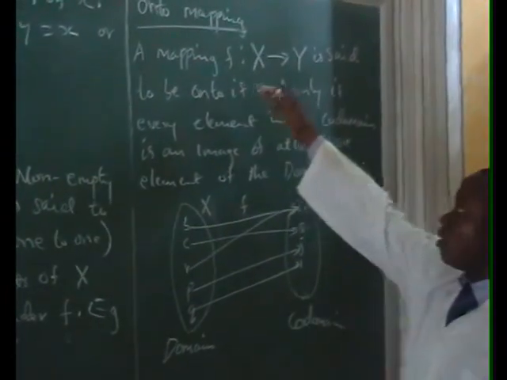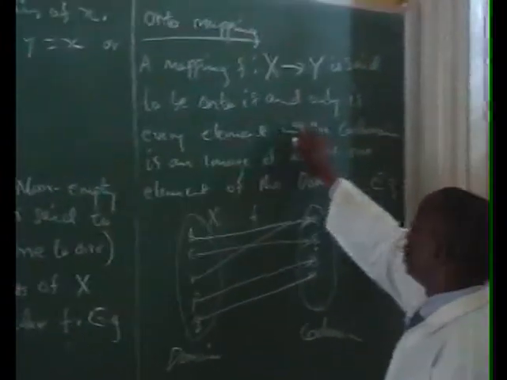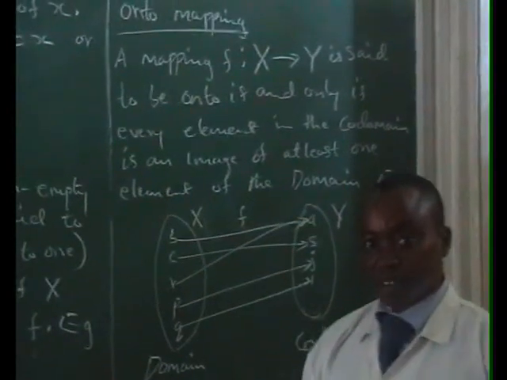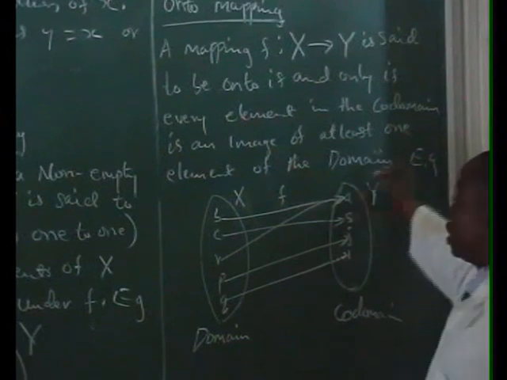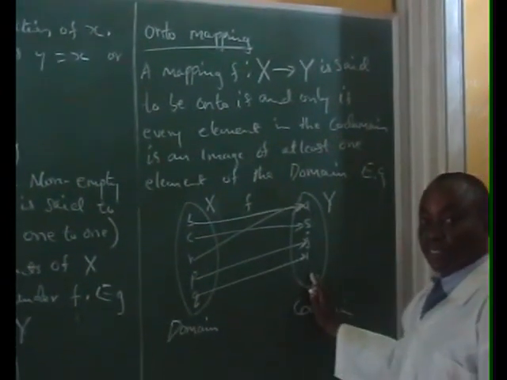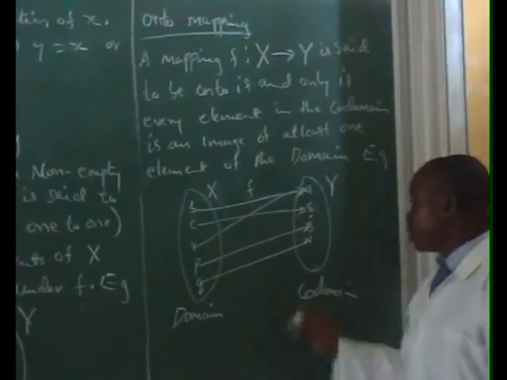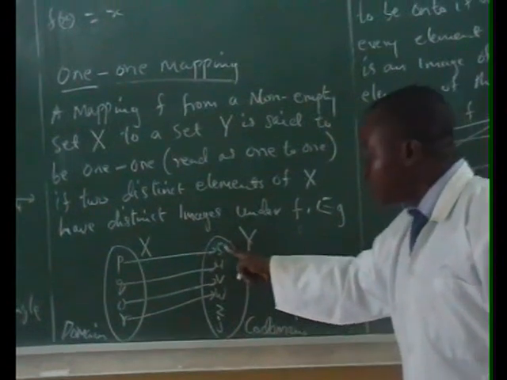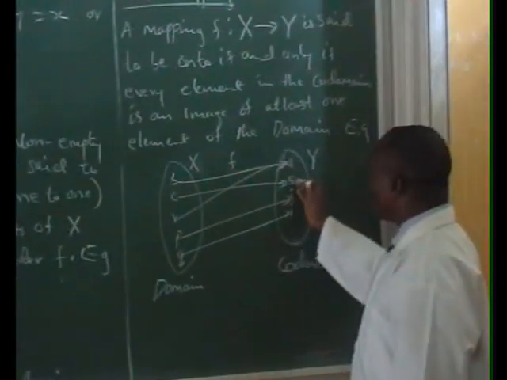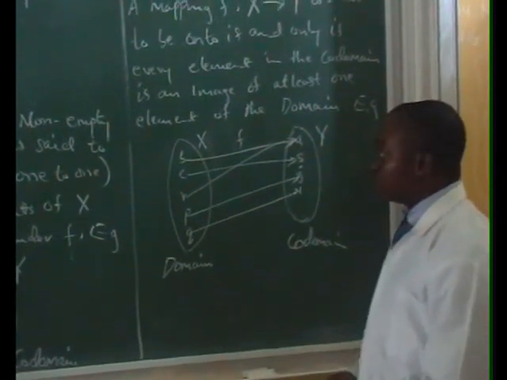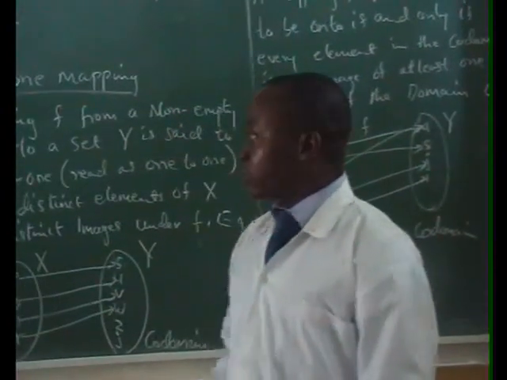Now look at the next one that we call onto mapping. In this type of mapping, a mapping is said to be onto if and only if every element in the codomain is an image of at least one element in the domain. And look at it. All the elements in the codomain are images of the domain. No one remains. It can look like other ones where some remain, meaning that all of them are codomain, but these ones are the range. So you can see that in onto mapping, the whole codomain is mapped, and the range is also the elements in the codomain. So these are the types of mapping that we are looking at.